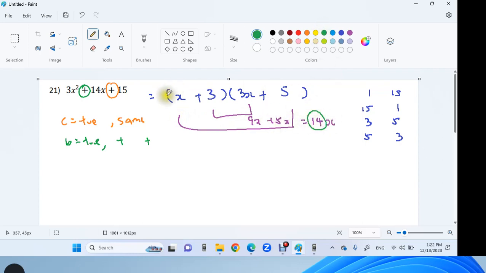So x times 3x is 3x squared. 3 times 5 is 15. So this time this is 9x, this time this is 5x, then add up is 14x. So this will be the answer.